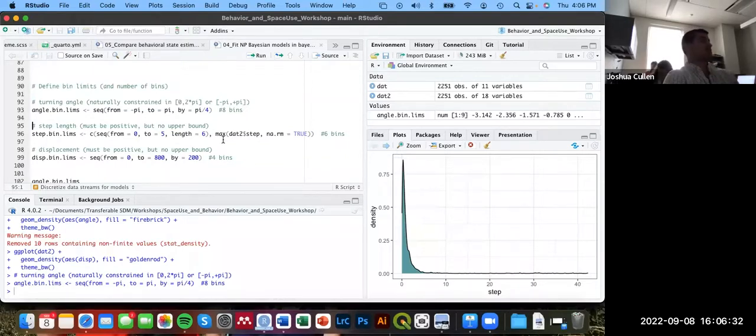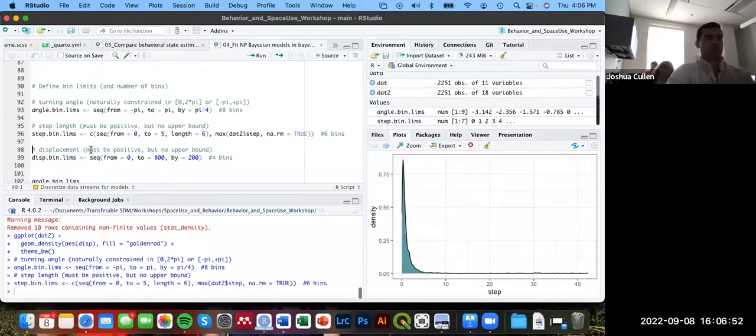These bins do not need to be equal width, but it tends to make it easier for you to evaluate if they are, especially if it is constrained like turning angles. But for step lengths, I'm going to keep it equal width all the way up to 5 kilometers and then group everything else into one large bin.